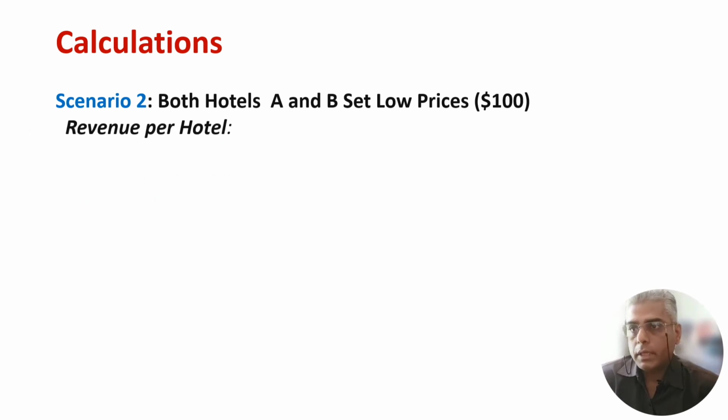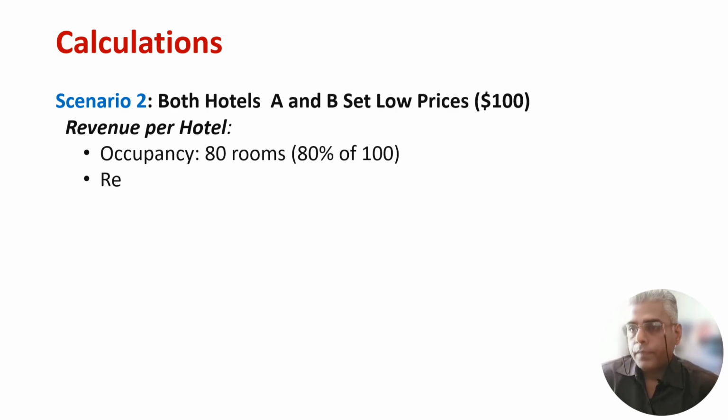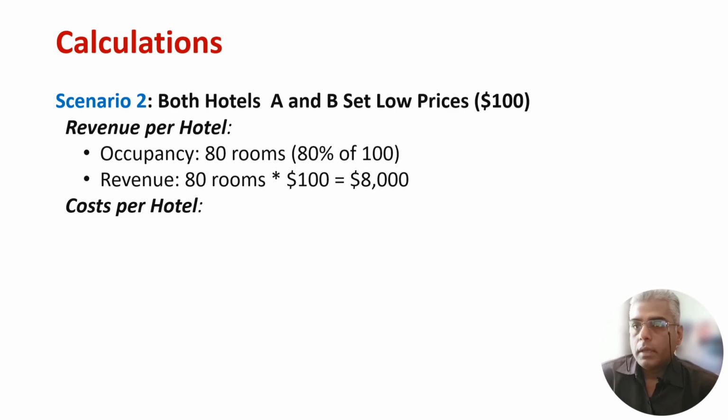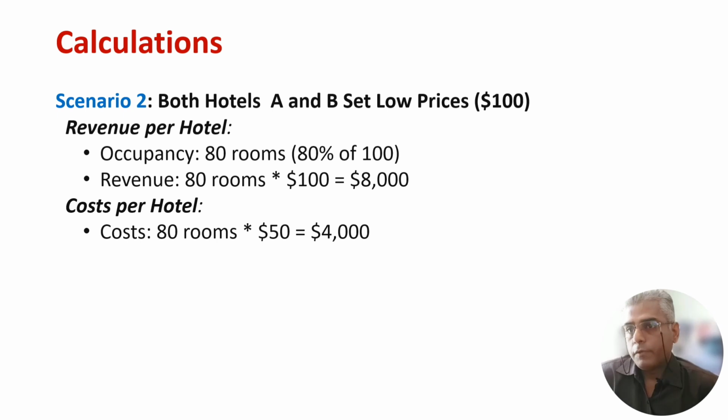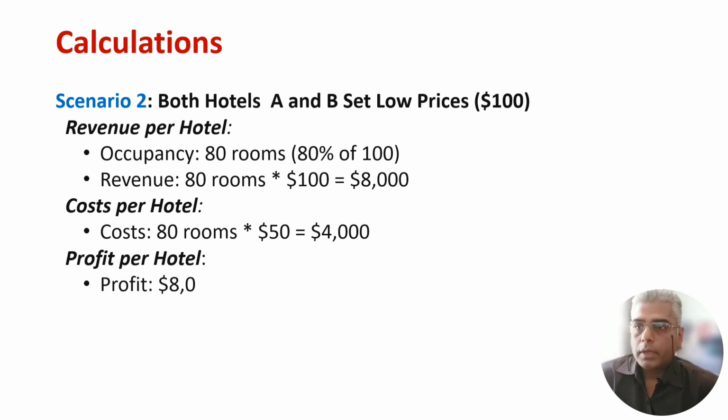So let's see, the revenue per hotel in this case at 80% occupancy would be $8,000, and the costs would be at 80 rooms, $50 per room, $4,000. So the profit per hotel in this case would be $4,000. That is, if both the hotels set low prices, they make $4,000 per night each, as opposed to $6,000 if they set higher prices of $150.